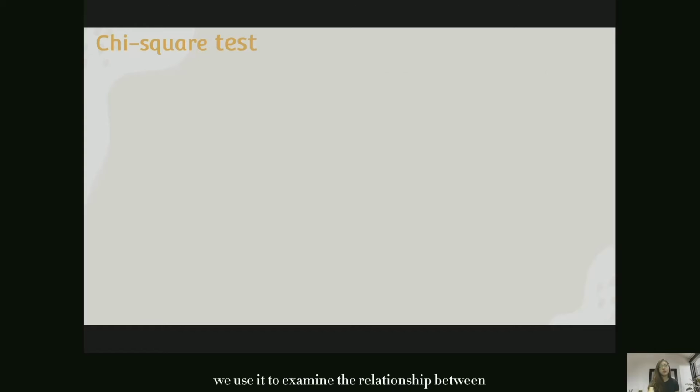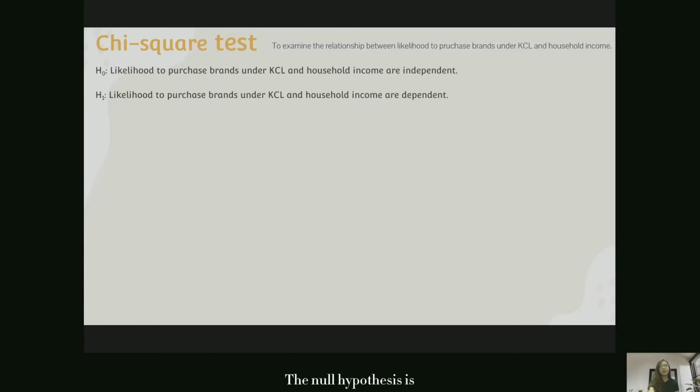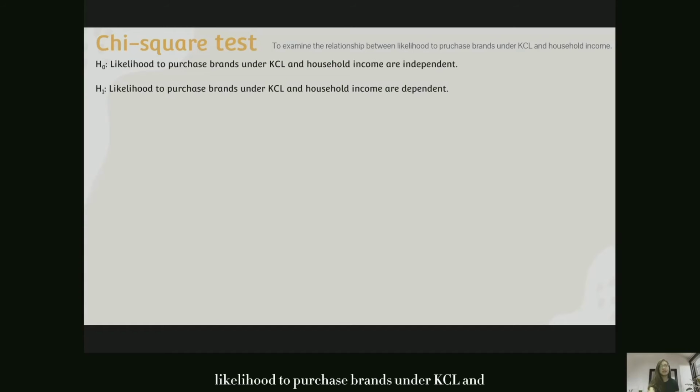For the chi-square test, we use it to examine the relationship between likelihood to purchase rent under KCL and household annual income. First, we state the hypotheses. The null hypothesis is that likelihood to purchase rent under KCL and household annual income are independent, while the alternative hypothesis is that they are dependent.